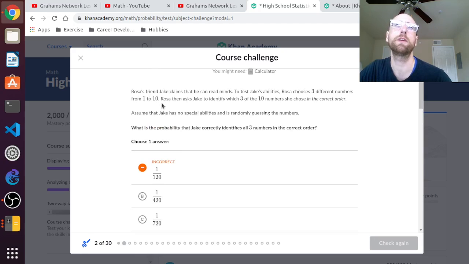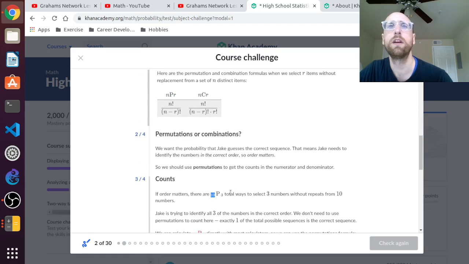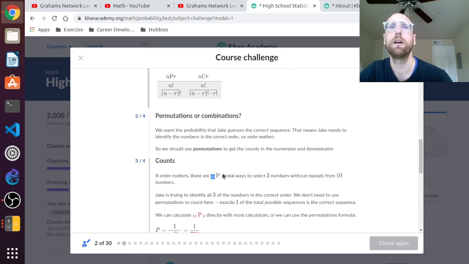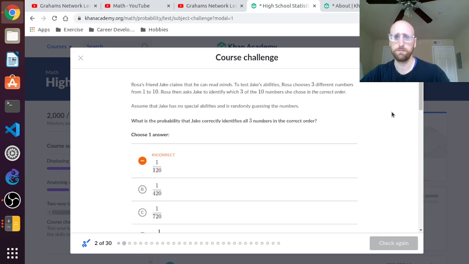range. So you can choose a number 1 or 2 or 3 all the way up to 10. So that means you've got 10 choices of numbers. You can choose 1, 2, 3, 4, 5, 6, 7, 8, 9, or 10. So that's what that 10 stands for. And then you've got the P, which stands for a permutation, which means that the order does matter. And then you've got 3, which stands for the different numbers that Rosa chooses of those 10 available choices.